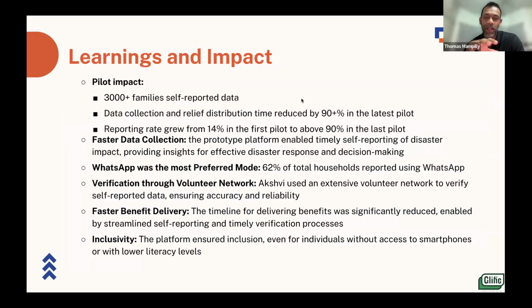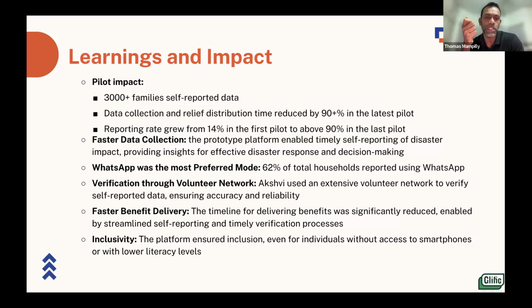I'll just leave that at that. Finally, the last part is we ran these pilots. We asked for self-reporting from across 3,000 families in UP, in Assam, in West Bengal. And in the West Bengal pilot that we did, we found that the relief distribution timeline, from data collection to relief distribution, actually reduced by about 90% because we were getting accurate data quicker, right?